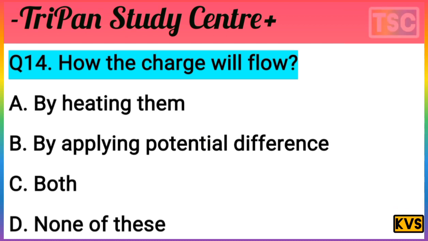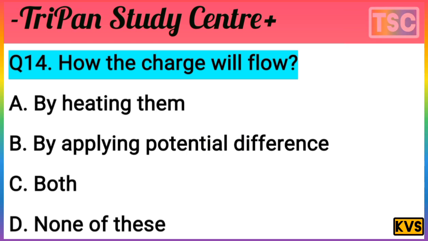The question is clear here. How will the charge flow? By heating them, the heating is nothing here. Heating is nothing, it means A and C are eliminated. The answer is option 2, which is important. By applying potential difference, or none of these.